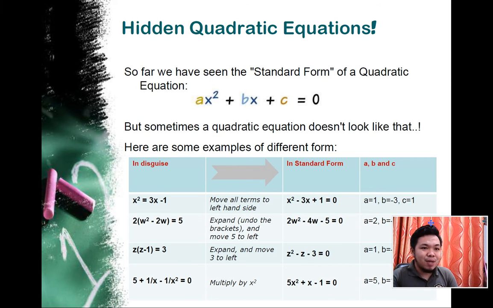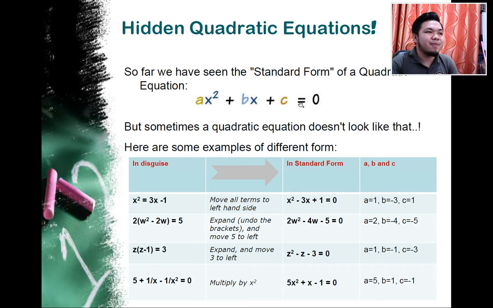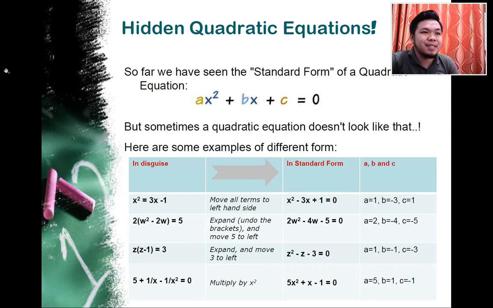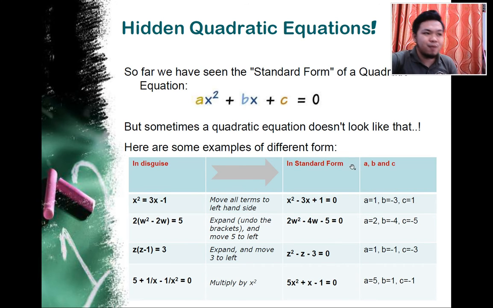Hidden quadratic equations. So far, we have seen the standard form, ax squared plus bx plus c is equal to 0. But sometimes, a quadratic equation doesn't look like that. Hindi laging ganyan na form. So, here are some examples of different forms.